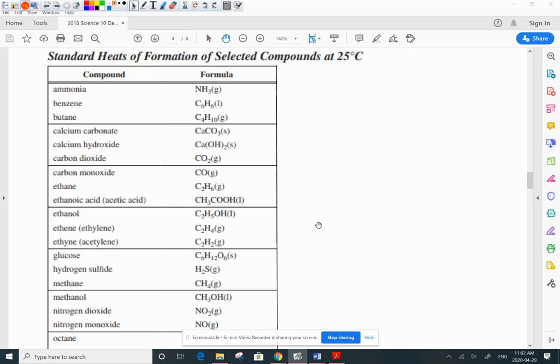Okay, so that's it. That's all I got for you today. That's just a little additional video to some of the other ones you've been watching on naming molecular compounds and being able to tell the difference between ionic and molecular.